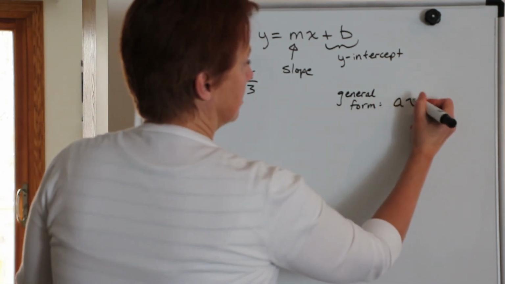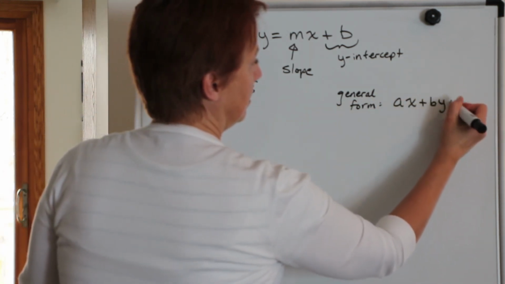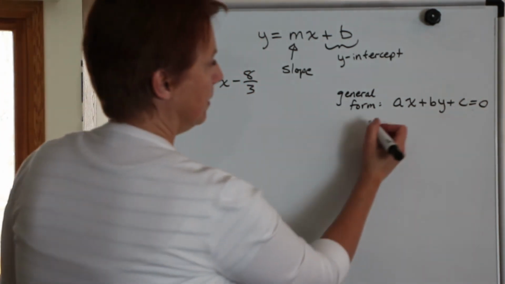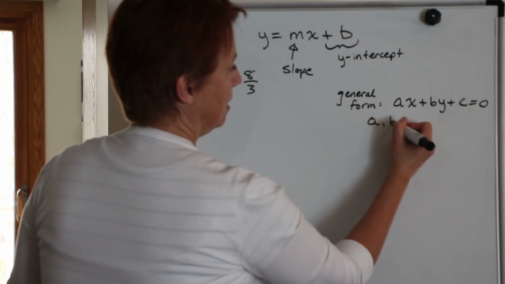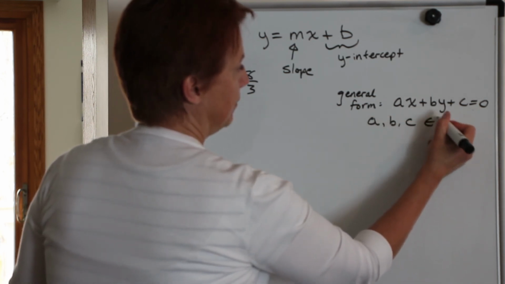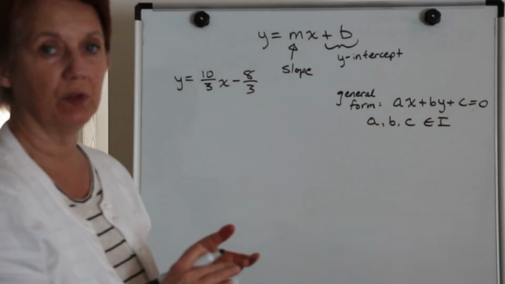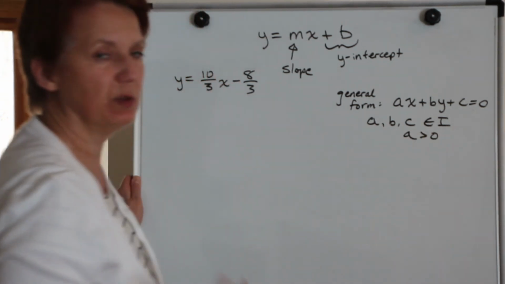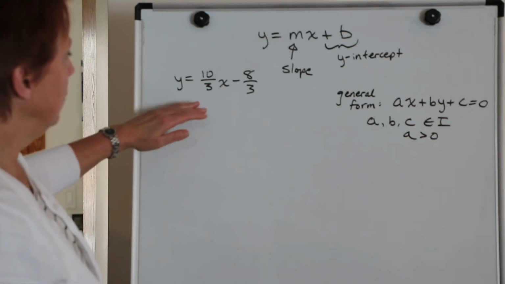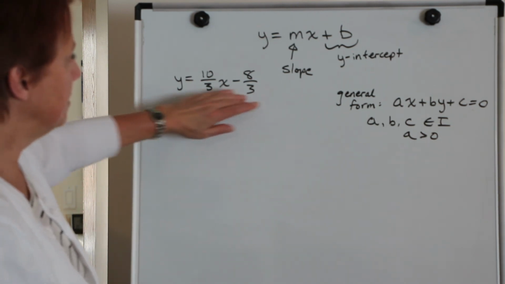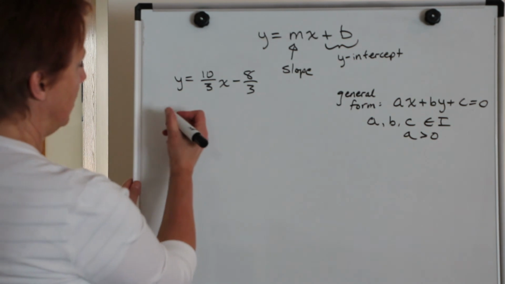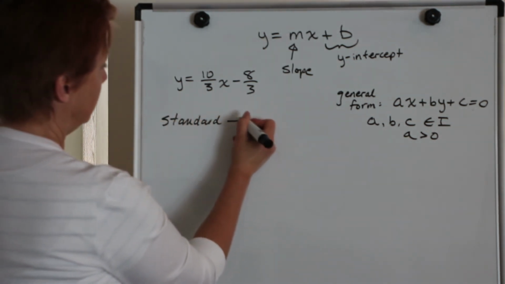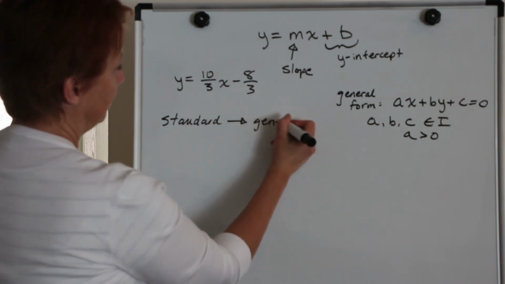And it looks like this: ax plus by plus c equals 0. And in this form, a, b, and c are elements of integers. So no decimals, no fractions, and a is greater than 0. So those are the rules. So how would we put this into this form? So to go from slope y-intercept form to general form.